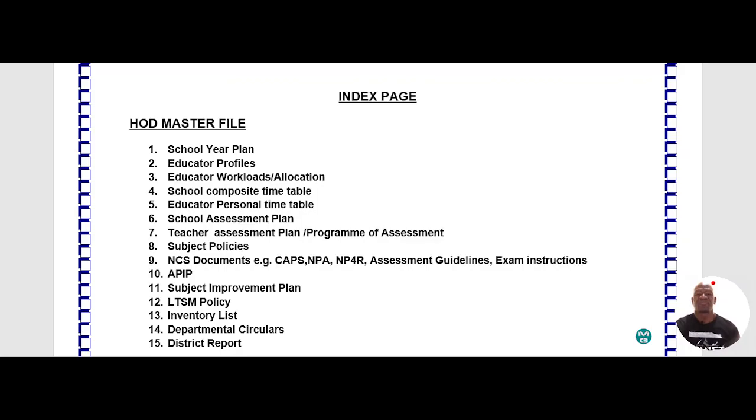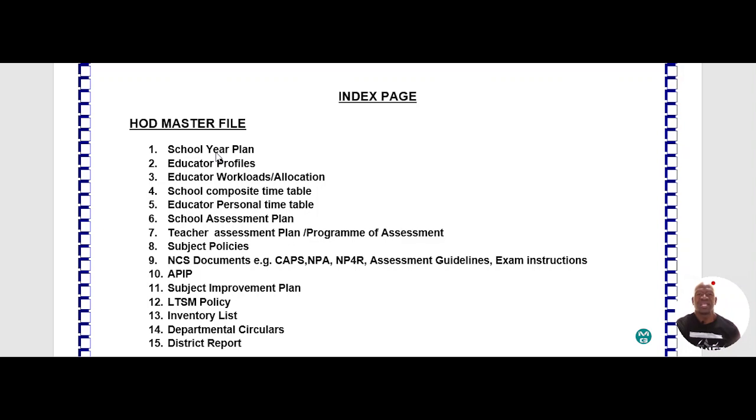Right, the first one, as you can see, is the one that speaks to the school year plan. So in the school year plan, we expect the HOD to at least have the dates, like for instance, when are the schools opening and closing per term. Then we can also have the allocation of classes. When is it going to be conducted? Obviously in the beginning of the term, but on which day or which date in particular. That's something that can go into the school year plan.